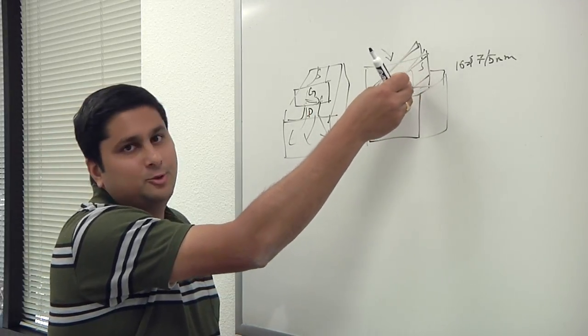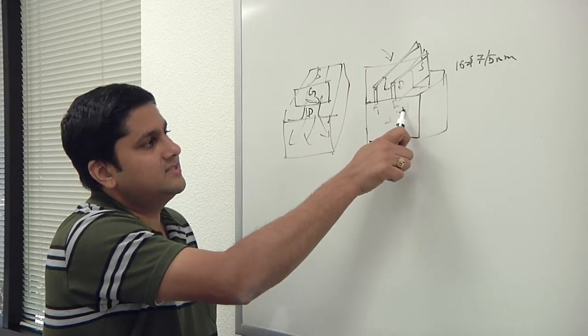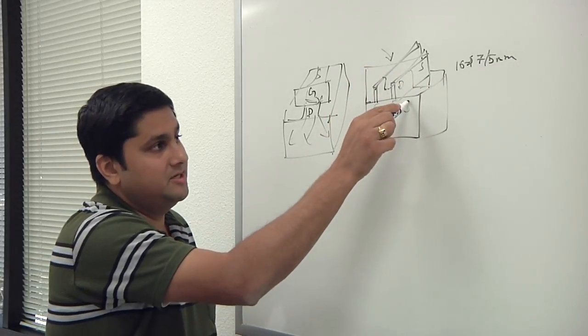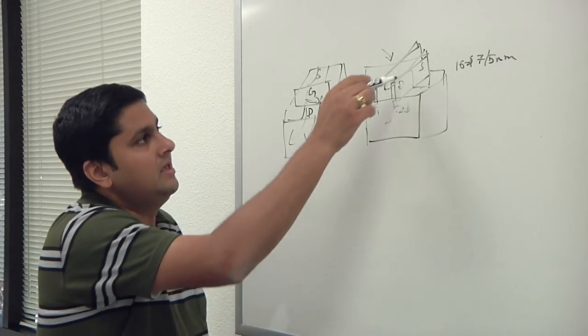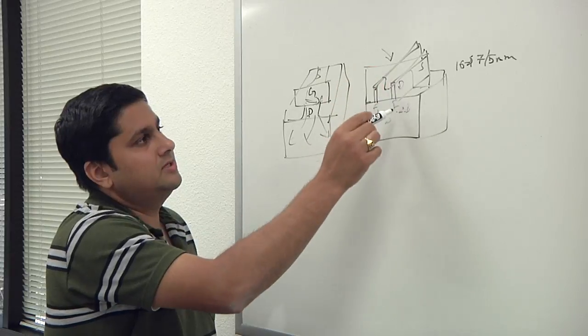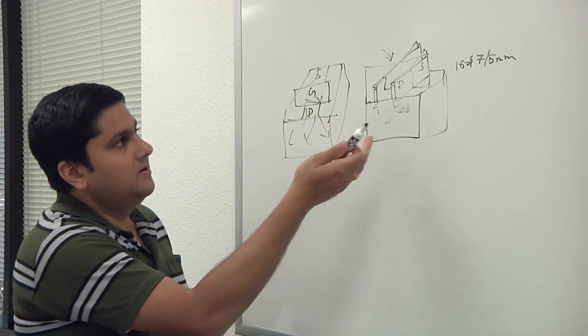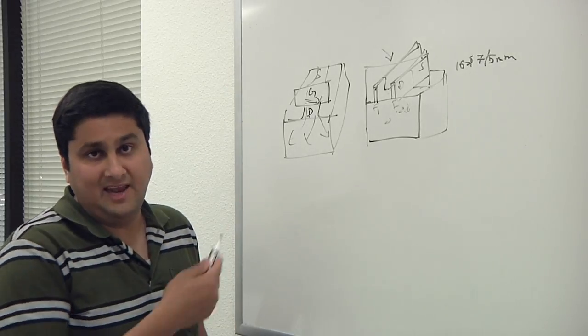Whatever current is flowing through the channel, the heat cannot be dissipated through the silicon substrate directly, or all of the heat cannot be dissipated through the silicon substrate. The only pathway is through the metal interconnects that are connected to these devices, or the metal interconnects that are right on top of it, with the heat flowing through the dielectrics.